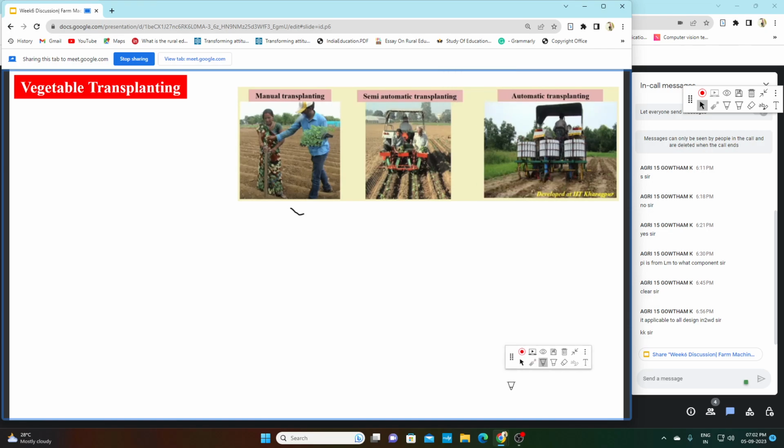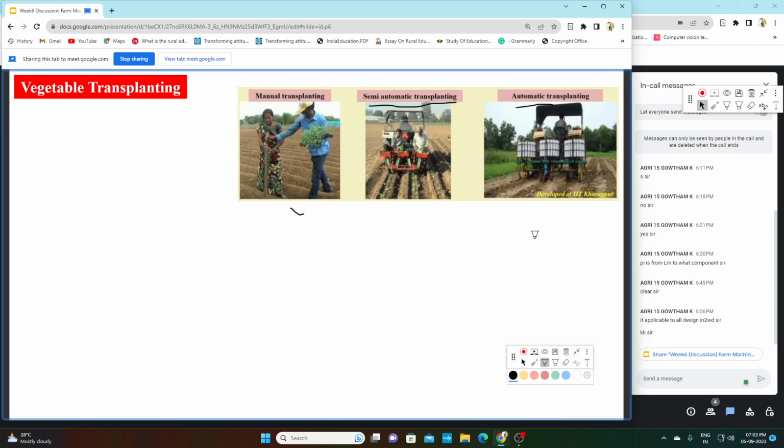Transplanting we have to do by hand itself. That is why it is known as semi-automatic transplanting. But in automatic transplanting, all the things are mechanical. There is no need for human intervention. So these are the three types of transplanting: manual transplanting, semi-automatic transplanting, and automatic transplanting.